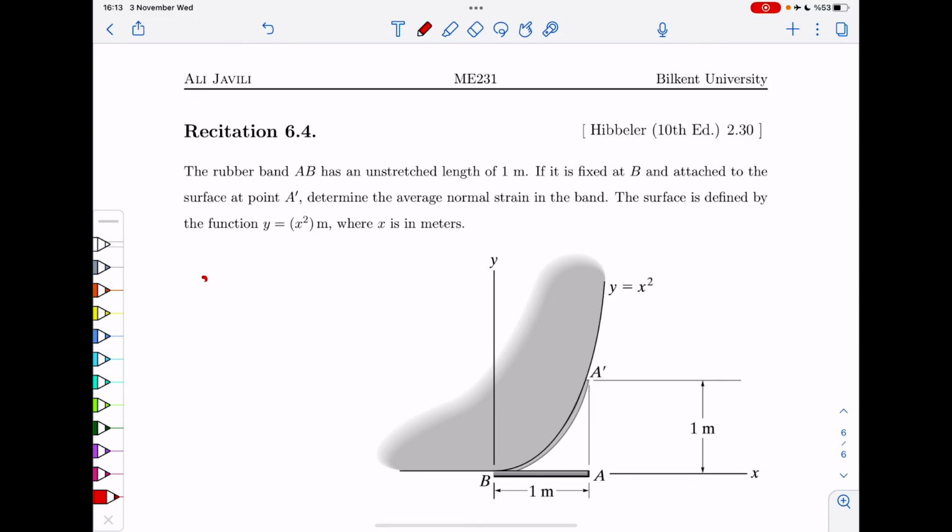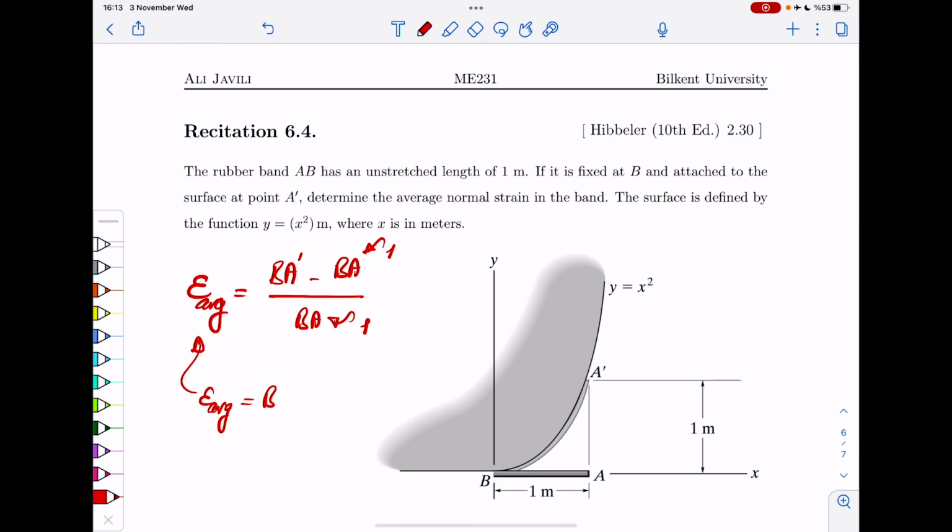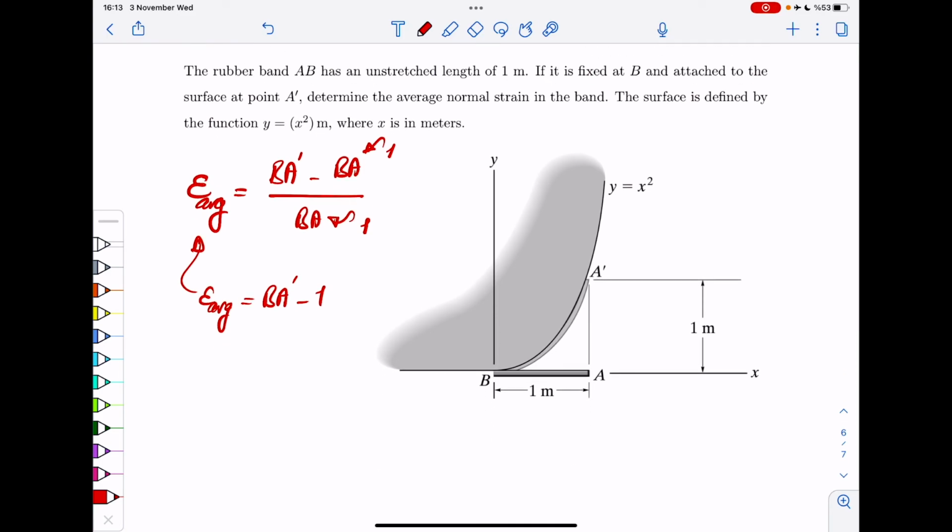So epsilon that we want to calculate is the final length, it's BA prime, minus initial length, BA, which was, by the way, 1, divided by the initial length, BA, also 1. Okay? So that average strain just happens to be BA prime minus 1. So all you need to do is to compute the length of BA prime. Now, how do you do that?